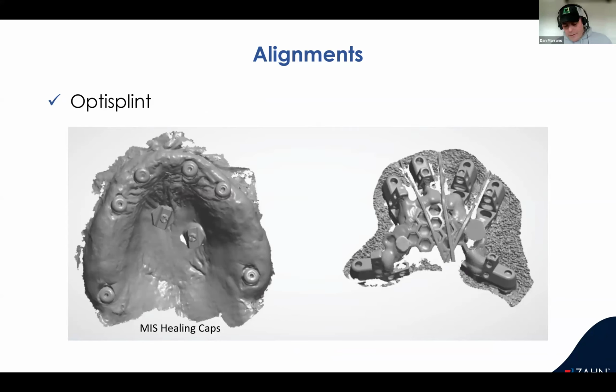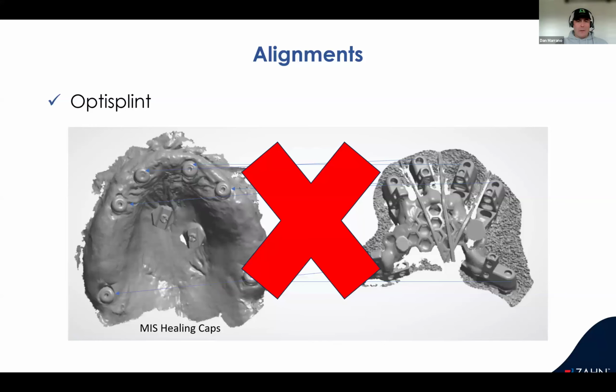OptiSplint. This case, I actually don't know. Well, I think I could have done it in 3Shape. I just don't know how many steps it would have taken. Whoever's familiar with OptiSplint knows it aligns back to the healing cap, but this doctor took MIS healing caps for a tissue scan. Generally, you would go one for one if you used OptiSplint caps, but he did not. So this is not a direct alignment.